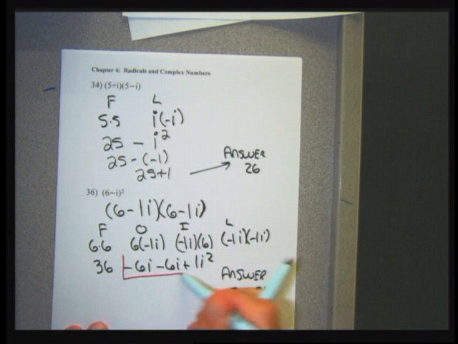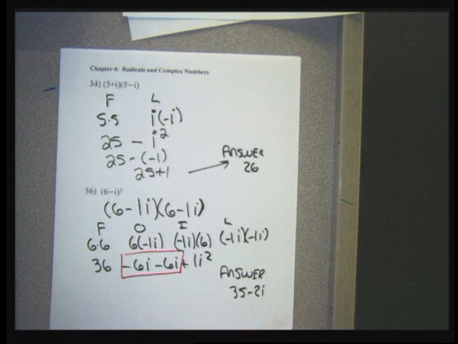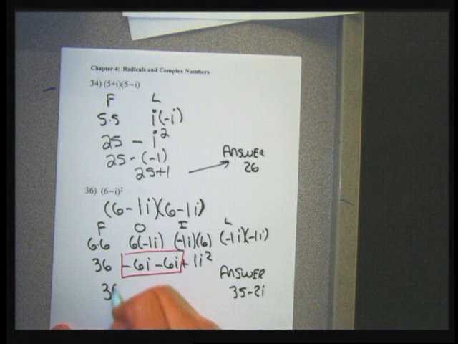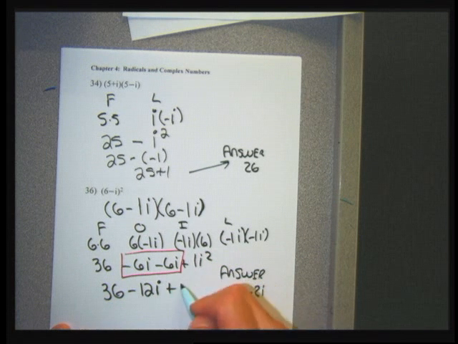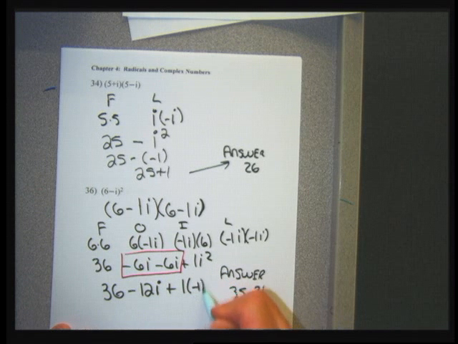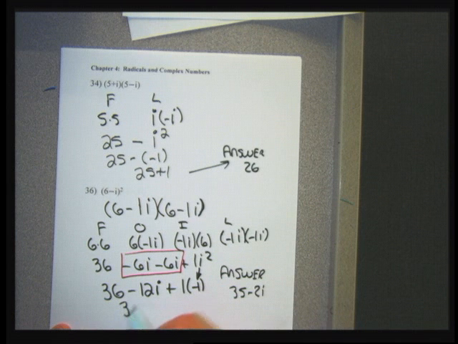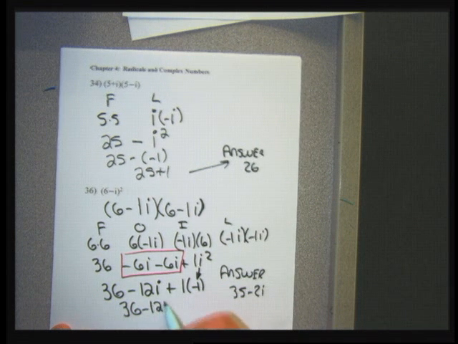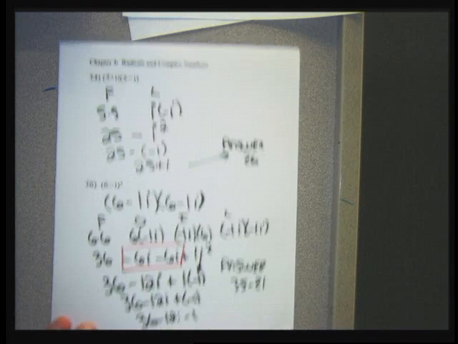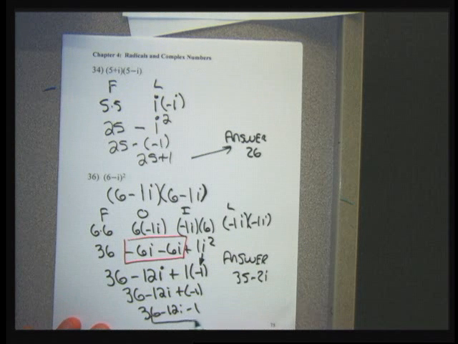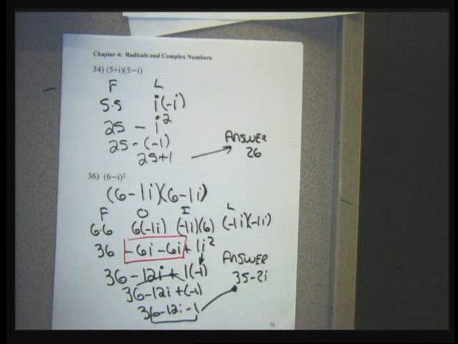The outers and the inners have the same sign, so you add the numbers in front and keep the i, and you get 36 minus 12i for that. And then the plus 1i squared is going to be plus 1 times negative 1, because the i squared is negative 1. I can rewrite that as 36 minus 12i, either plus negative 1 or 36 minus 12i minus 1. They both are correct. Regardless of how you think of it, the 36 minus 1 or the 36 plus negative 1 give me the 35.